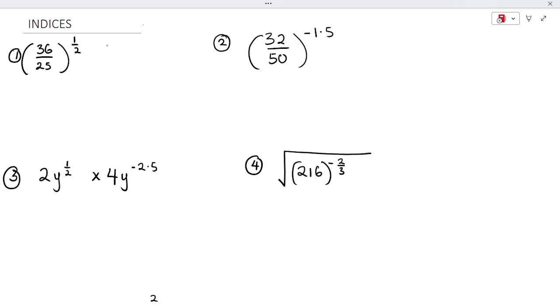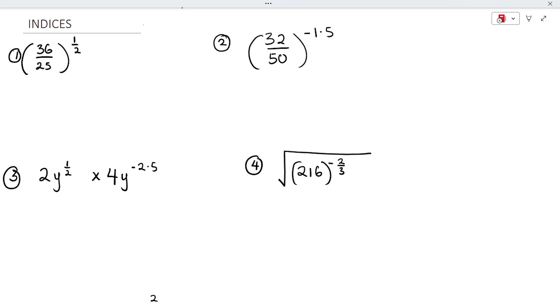The key to indices is all about remembering the laws, as I have stated in the previous video, and then being able to know that the laws go both ways. So it all depends on what favors you at a particular time. Once you know this, then you are well on your way. Let's begin with the first one.